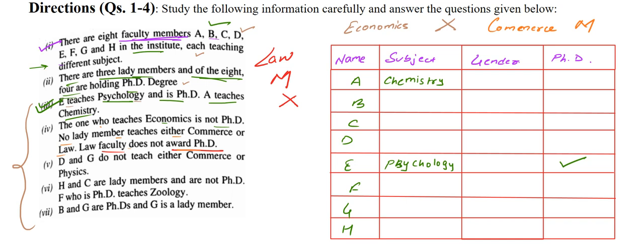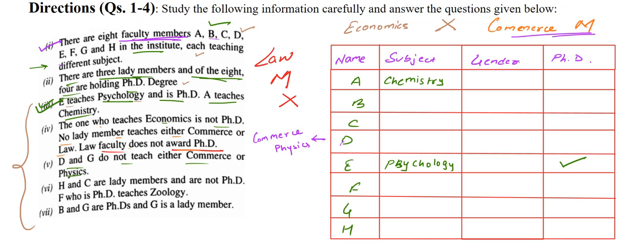Now proceeding, we have D and G do not teach either commerce or physics. So D is not teaching commerce or physics, and G is also not teaching commerce or physics. So we can write over here D is not teaching commerce and physics. Now you can see we know that commerce is taught by a male teacher and D is not teaching commerce. So D must be a female teacher.